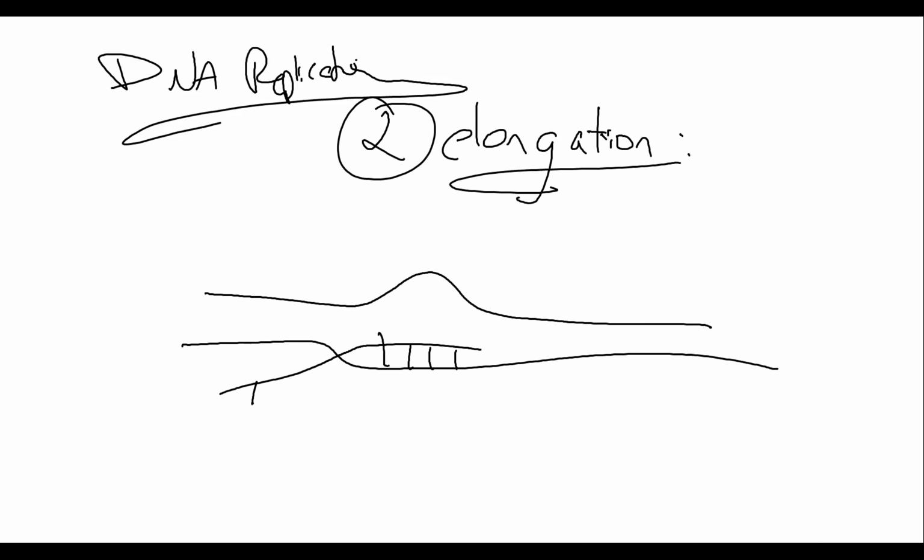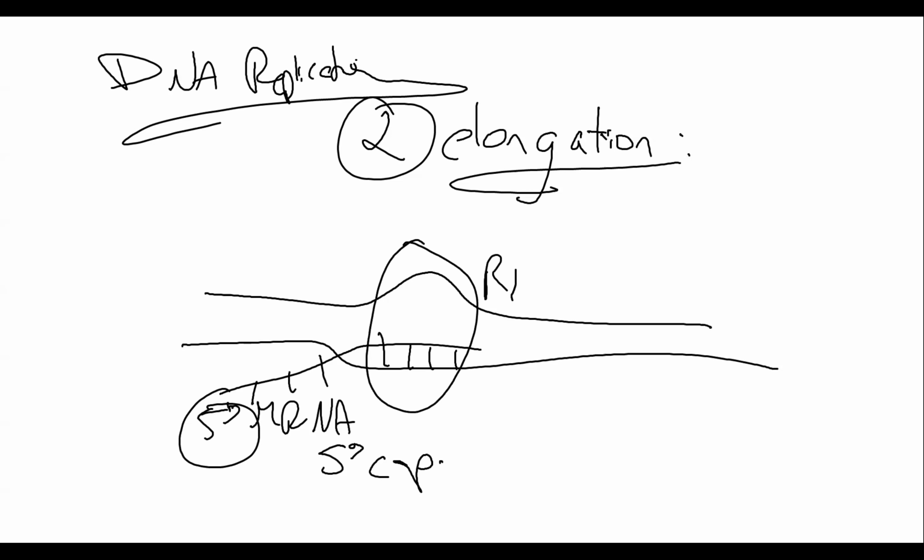Here we have the mRNA. You should remember that the mRNA will end up with a 5' cap. This is the RNA polymerase working here. And you should know that here we have the enzyme that creates this 5' cap.